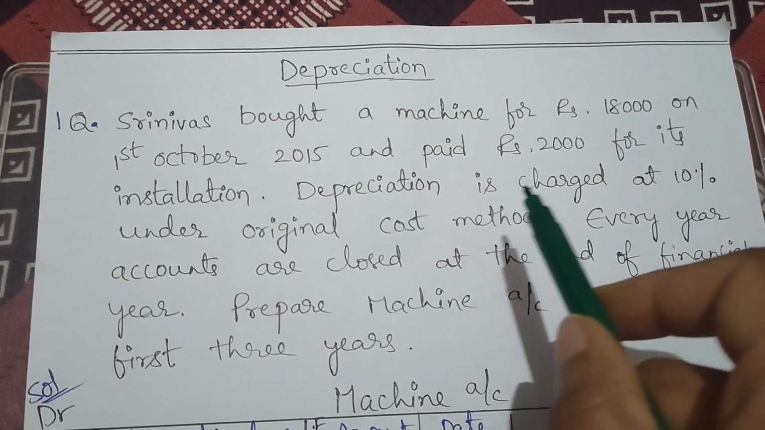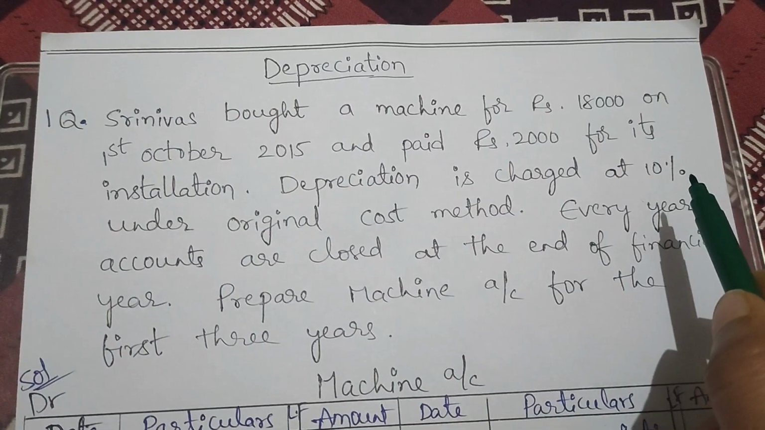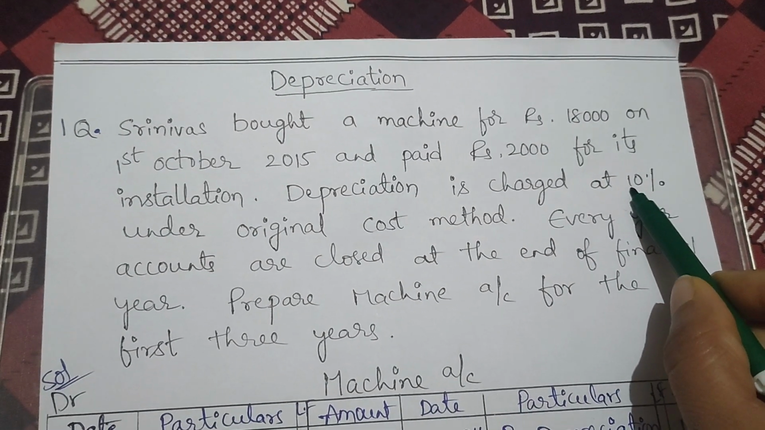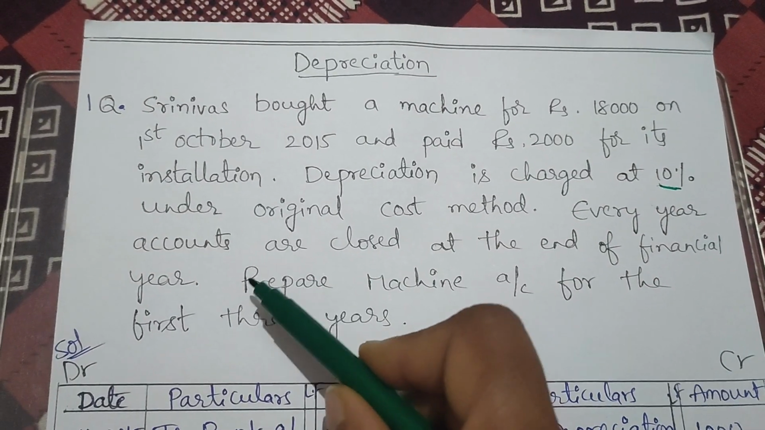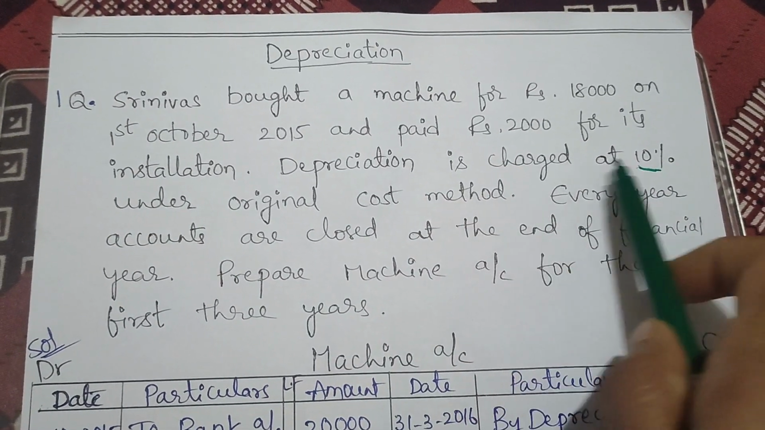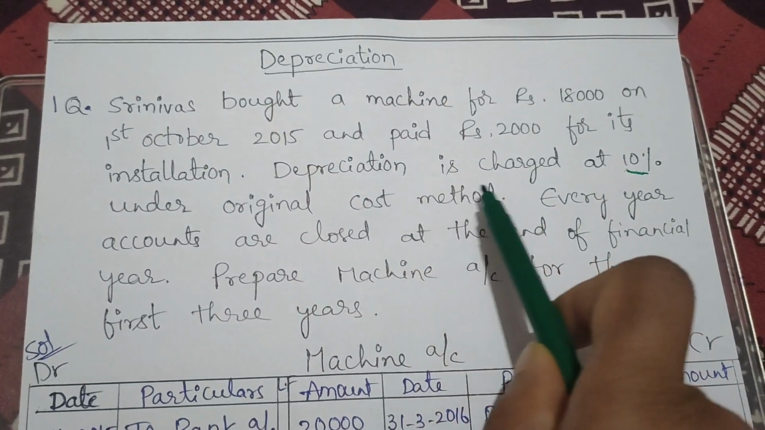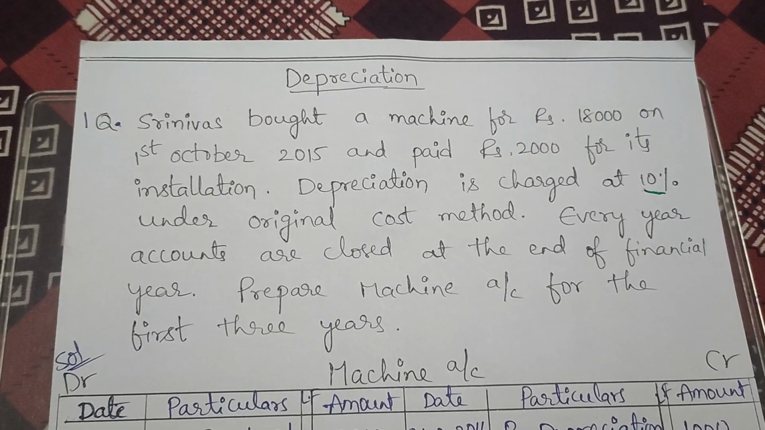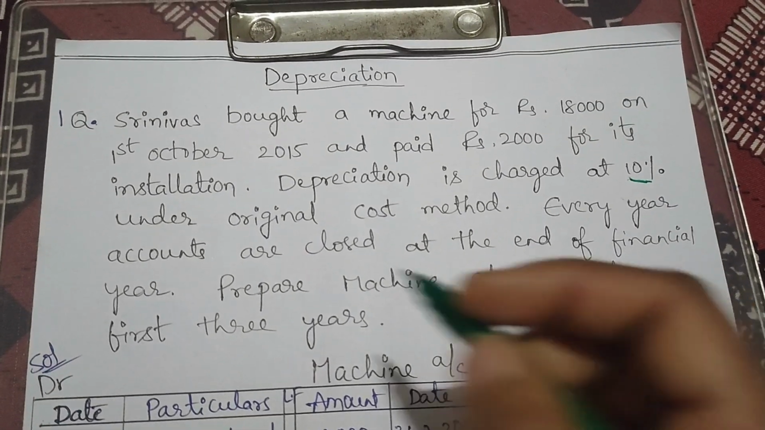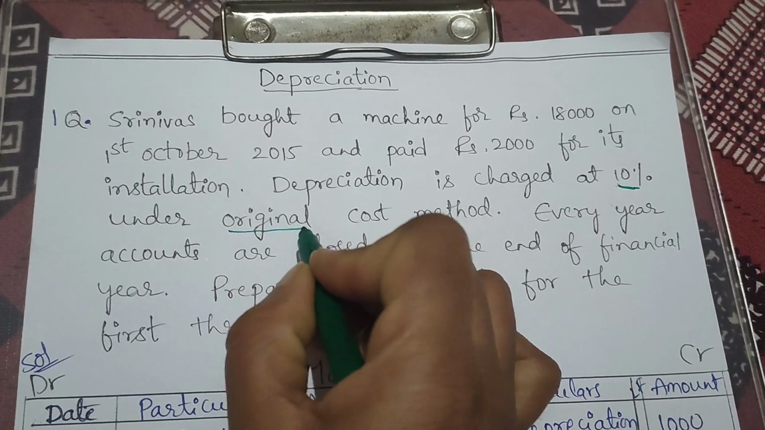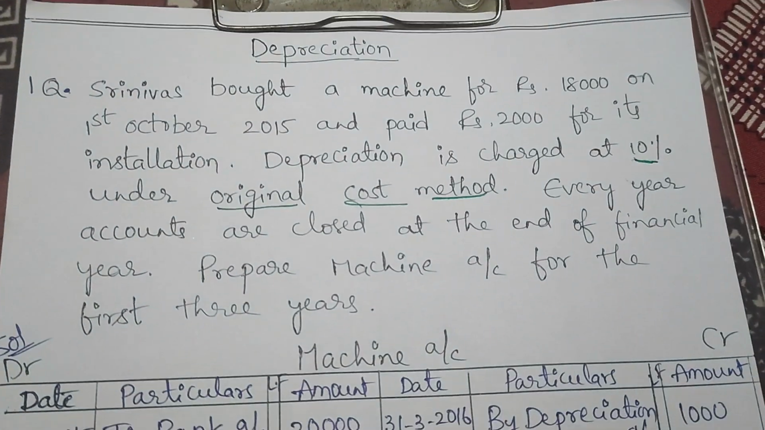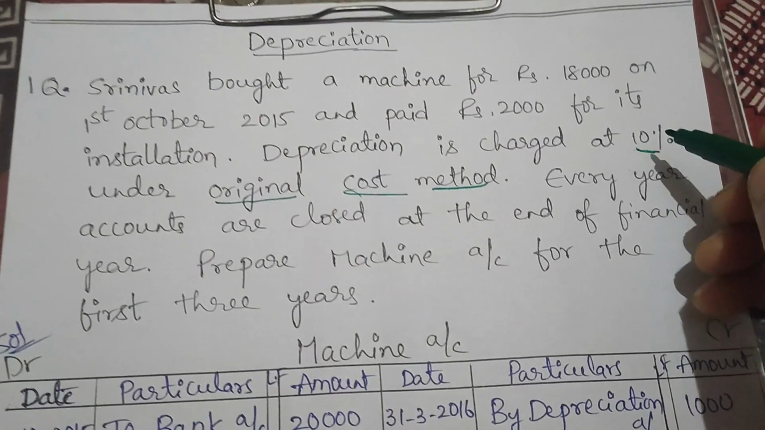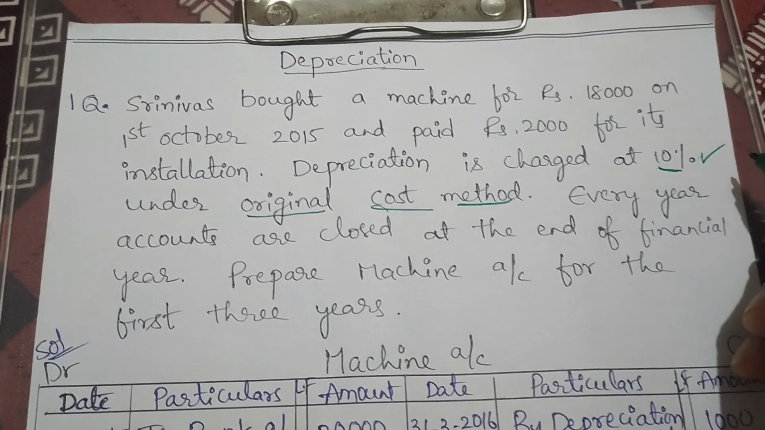Next, depreciation is charged at 10%. So rate of depreciation is 10%. Here rate is how much? 10%. And under which method are they calculating depreciation? Under original cost method. So original cost method is nothing but straight line method. Original cost method means straight line method. So rate of depreciation is 10%.